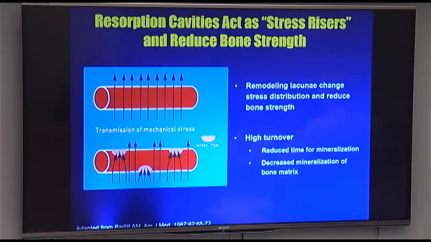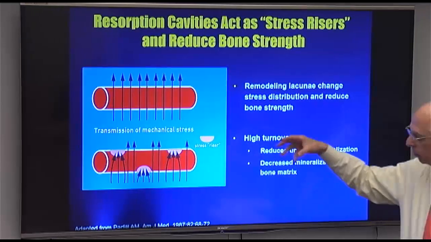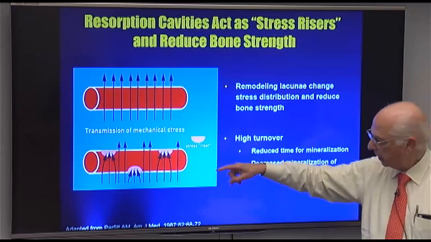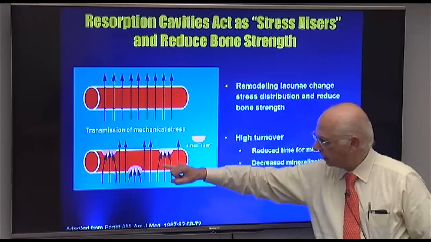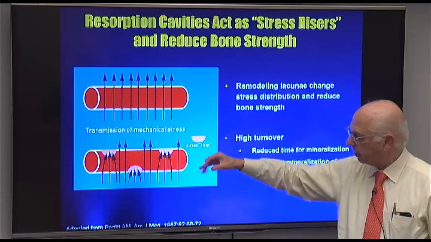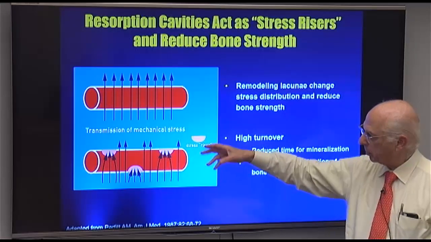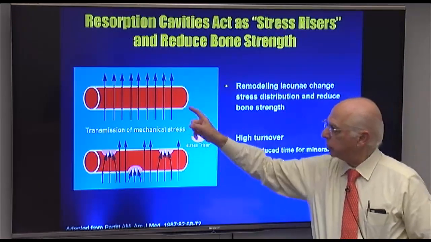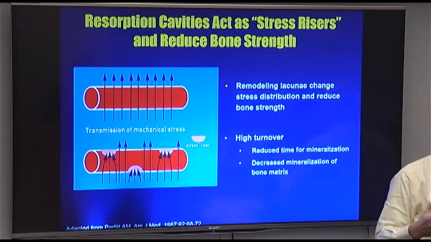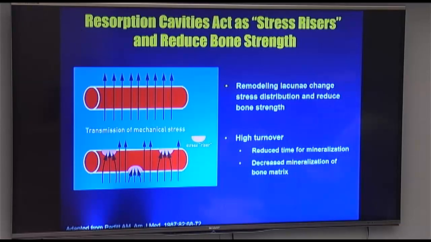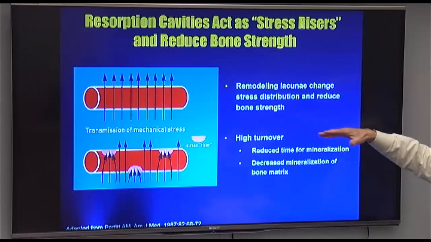Now, you can't see it because they're microunits. But the more you have these stress risers, the more you're concentrating stress at a vulnerable point. And that is thought to be the answer why these people are at greater risk, as opposed to someone who doesn't have much or any, where the stress will be more evenly distributed across the bone.